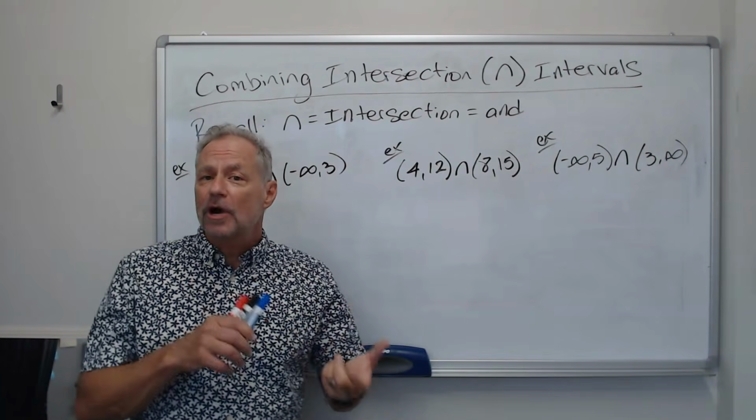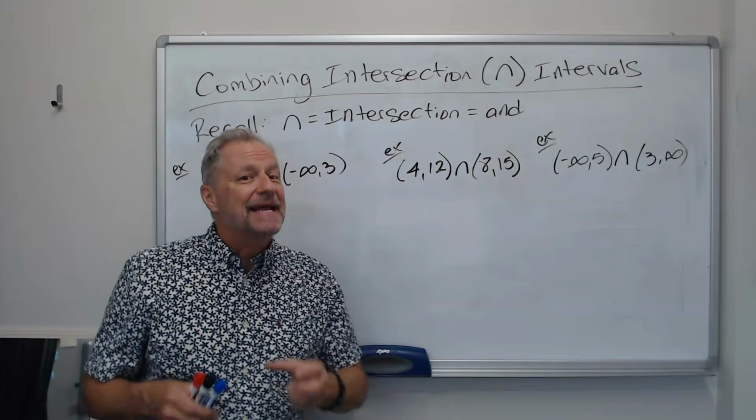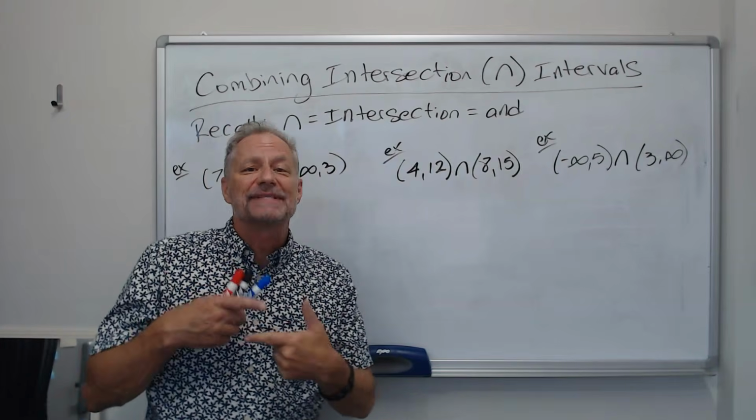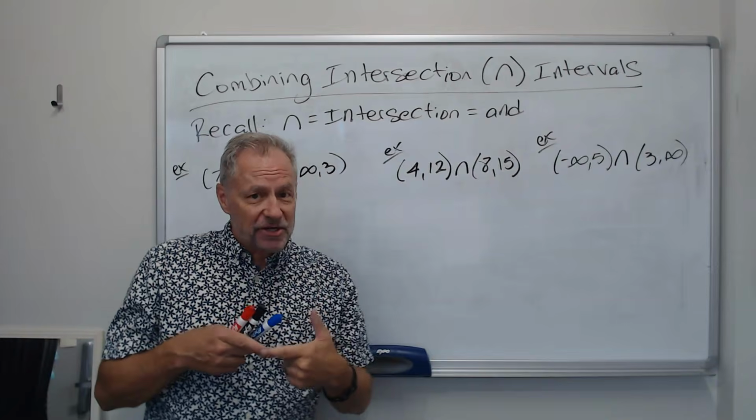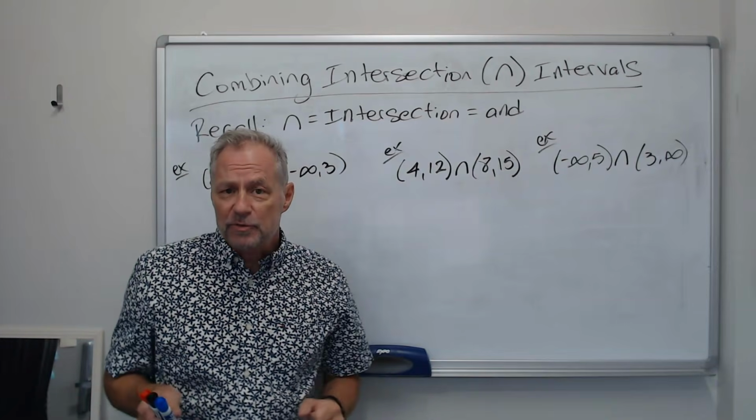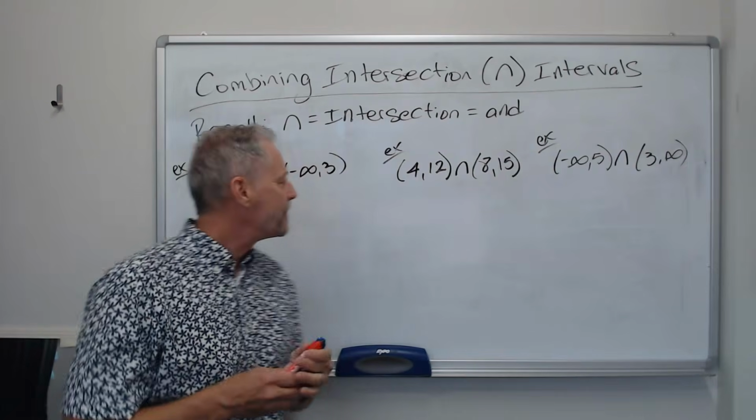So what we're going to do is draw pictures of these. We're going to draw the intervals and find where these two intervals intersect. Just the place where they both are, those are the numbers we get to keep. Let's see some examples.